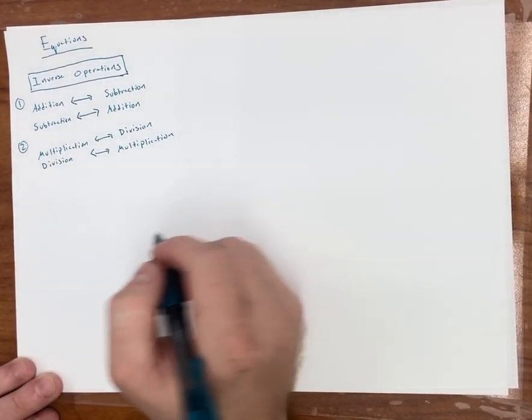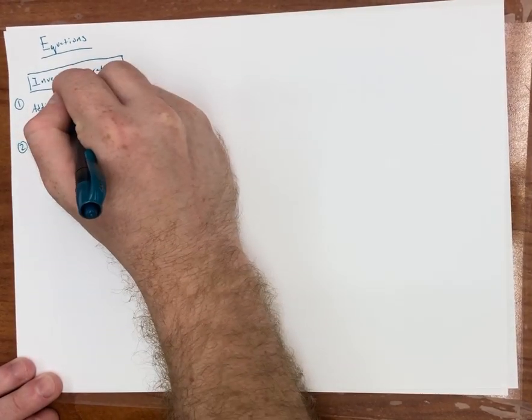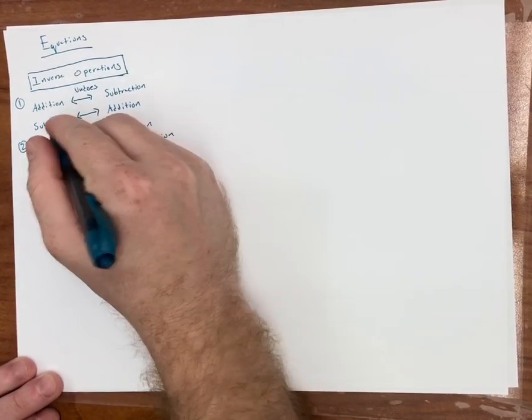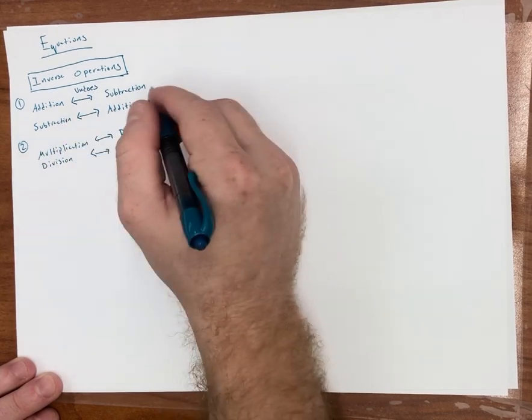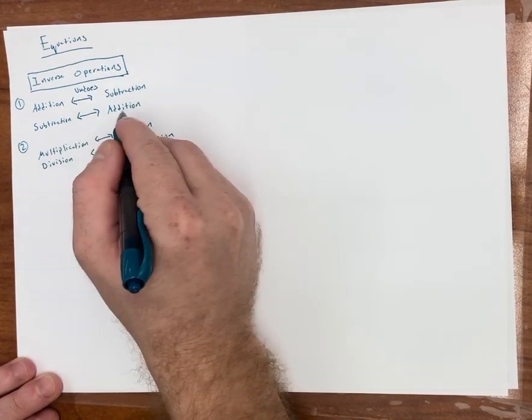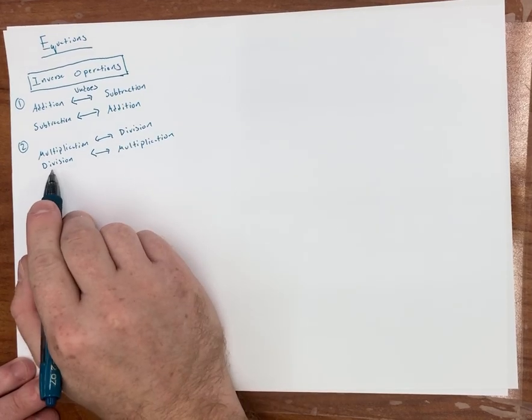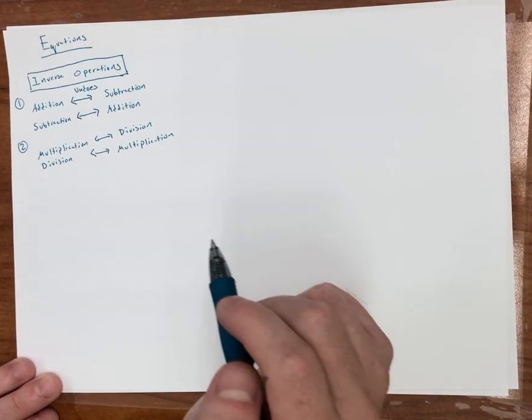So they are interchangeable. This undoes, so this is to undo each other. So addition undoes subtraction, subtraction undoes addition. Multiplication undoes division, division undoes multiplication.